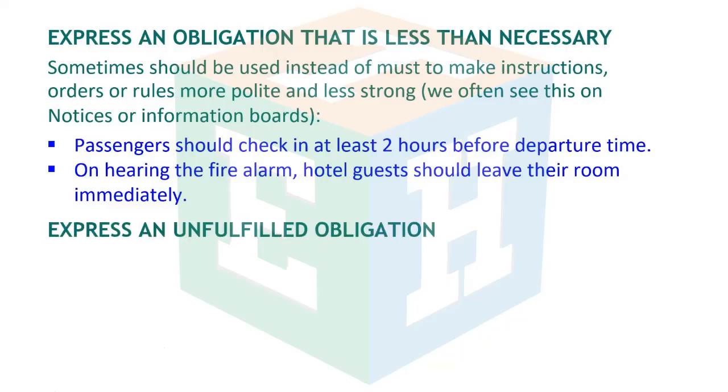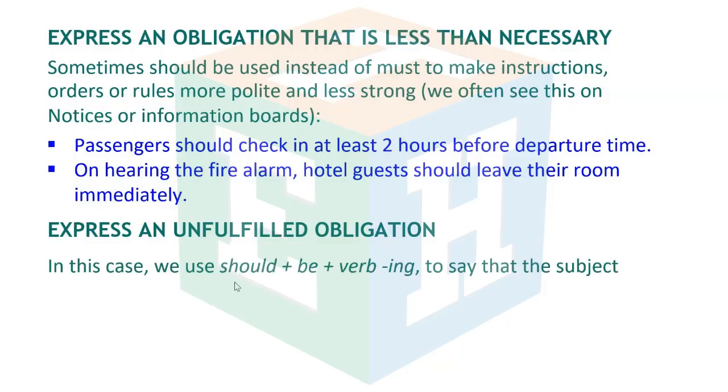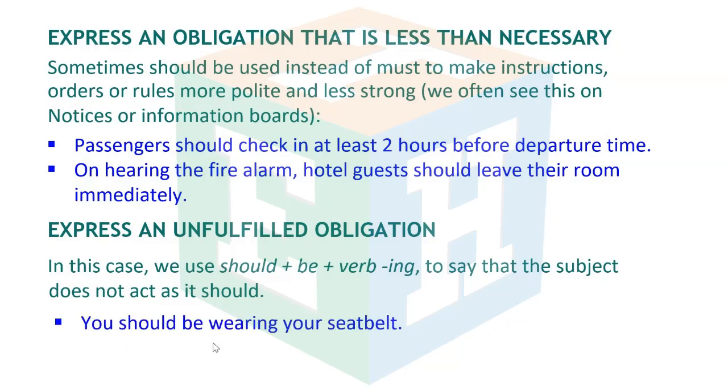Express an unfulfilled obligation. In this case, we use should plus be plus verb plus ing to say that the subject does not act as it should. You should be wearing your seatbelt. We should be studying for the test.